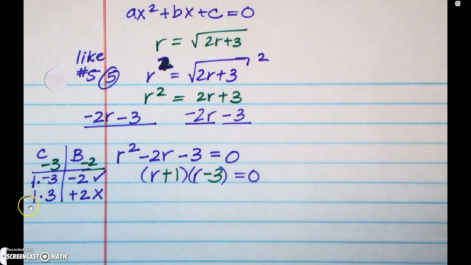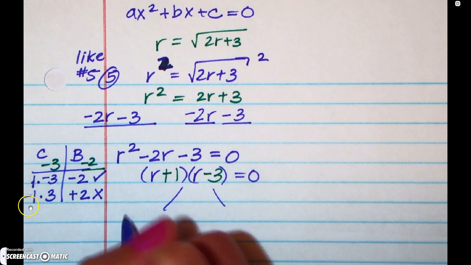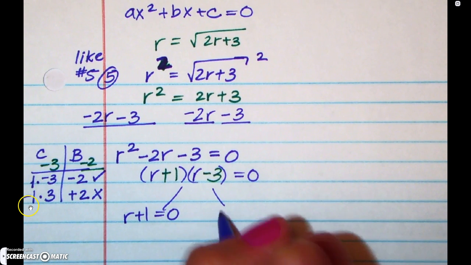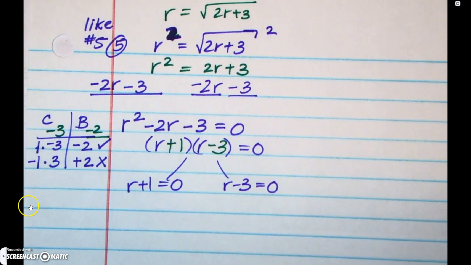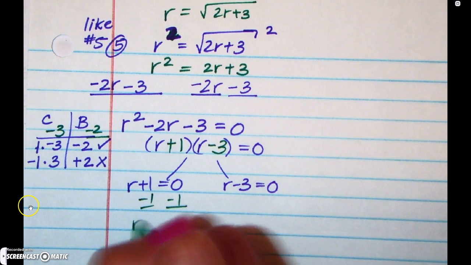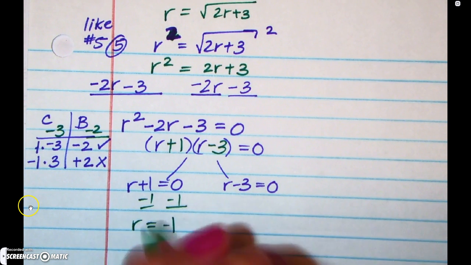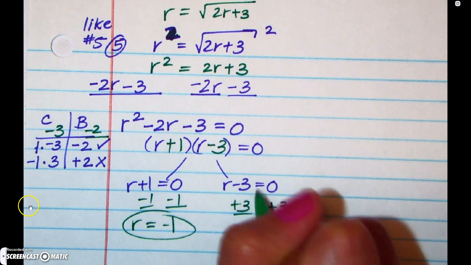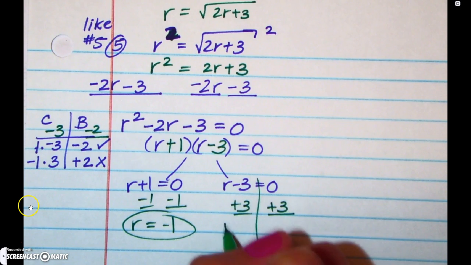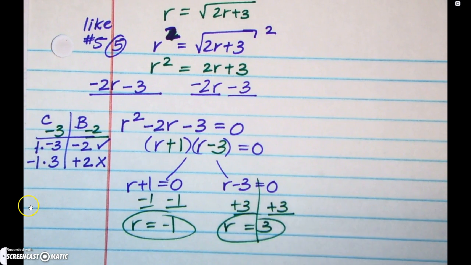You fill in the r's there, so I have 2 possibilities. I have that r plus 1 is equal to 0, and that r minus 3 is equal to 0. So when you solve for r, you're going to subtract 1 from both sides of the equation, and you're left with r is equal to -1 as a solution. And then r minus 3, you're going to add 3 to both sides of the equal sign and get r is equal to 3 as another solution.